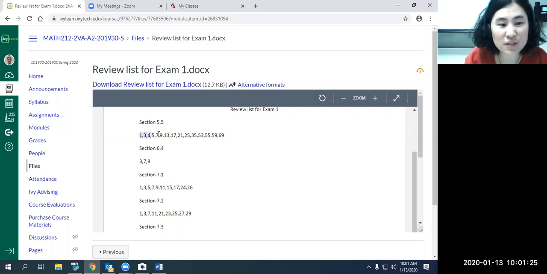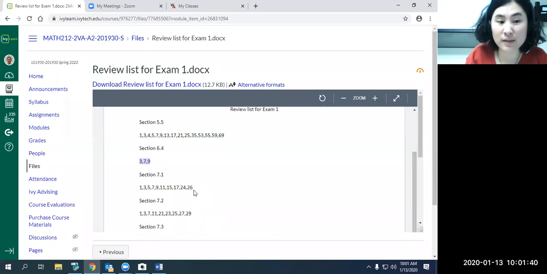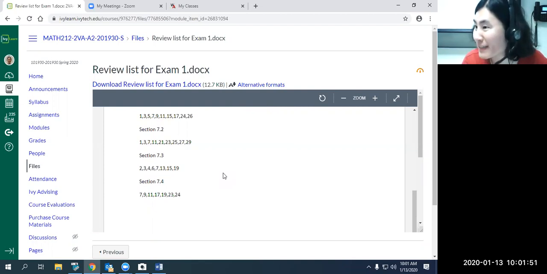And then do these questions to prepare for the exam, because I will pick up questions from this list. I put these picked questions on your exam. So when you take your exam, you will see that if you do all of these questions from the review list, your exam questions will come directly from this list.